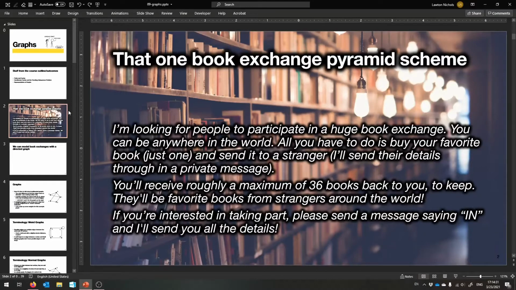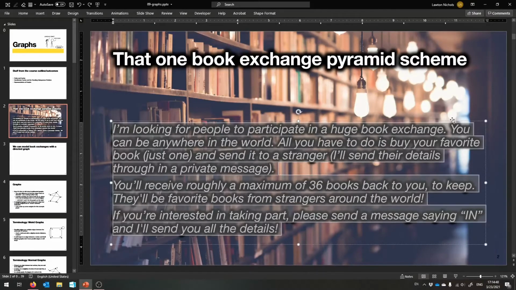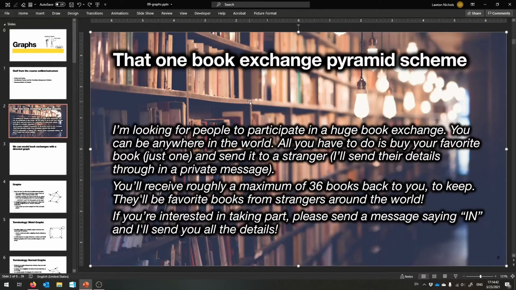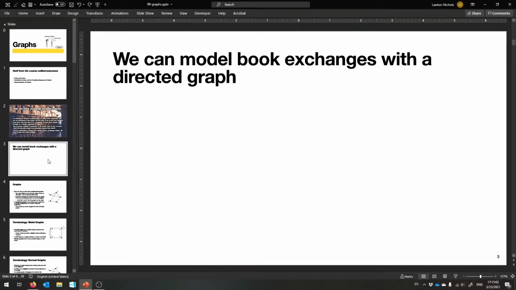Do you guys remember on Instagram some people were sending out messages saying, hey, do you want to be a part of a book exchange? And this was the text that they would put in their stories. Well, that is in fact a pyramid scheme, and we can model it using directed graphs, right? So you were supposed to send a book to this person, and then also the person who they got this from, which is weird to think about, and then you kind of pass it along.